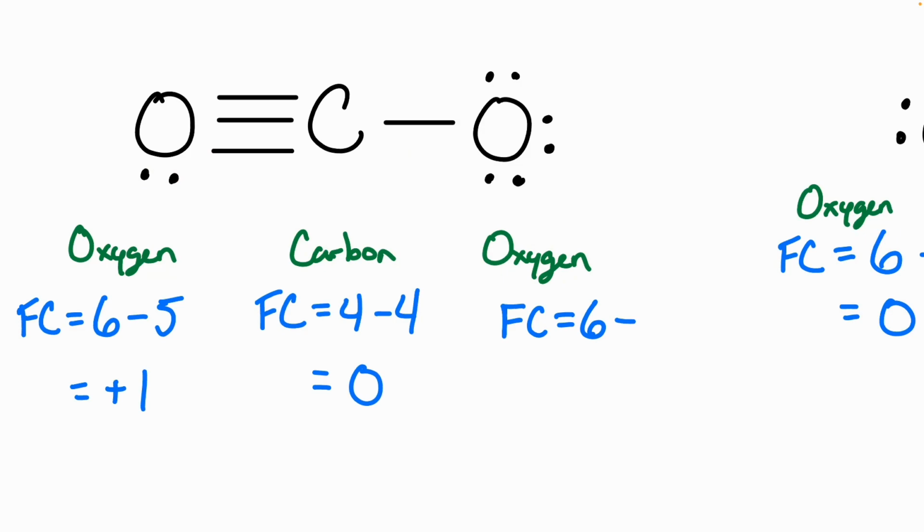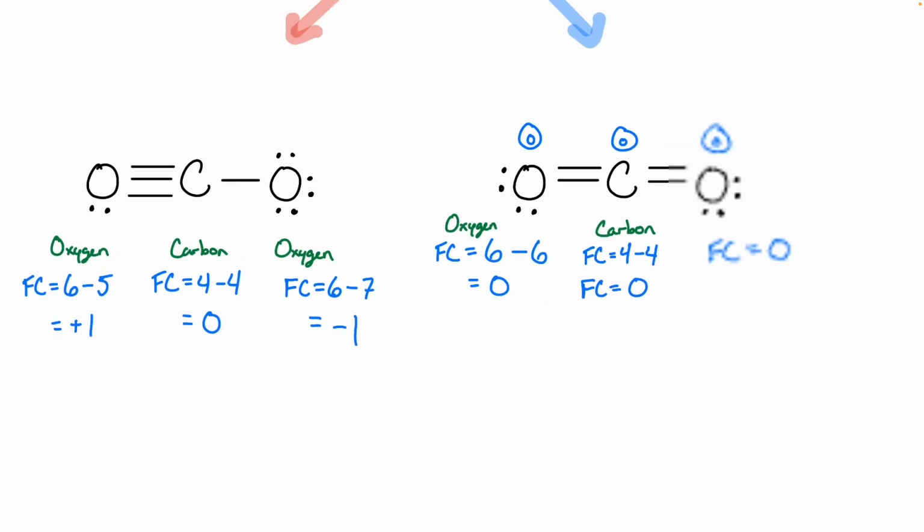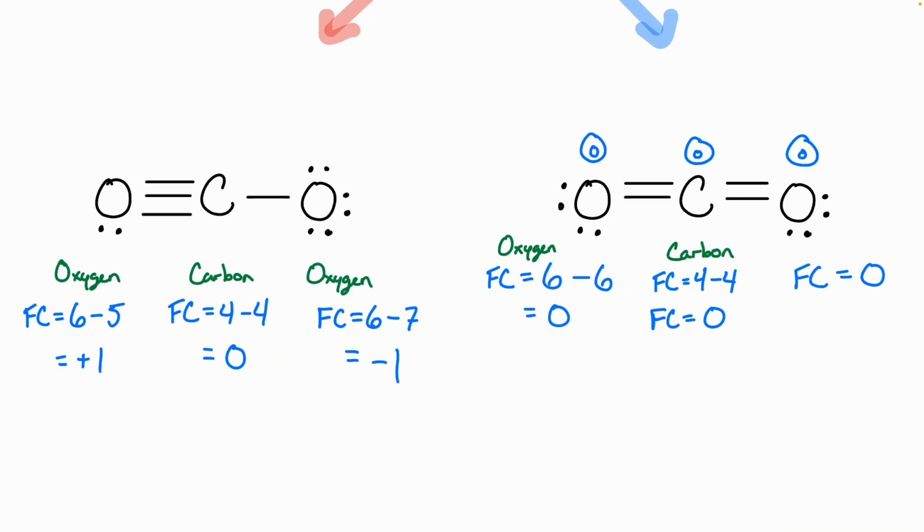And what about my oxygen on this side? What's the formal charge? -1. We have 6 valence electrons for oxygen. In my circle, we have 1, 2, 3, 4, 5, 6, 7. So 6 minus 7 gives us a formal charge of -1. So if we look at these two structures here, we have one where every atom has a formal charge of 0. And then we have another where one oxygen has a formal charge of +1. The other one has a formal charge of -1.